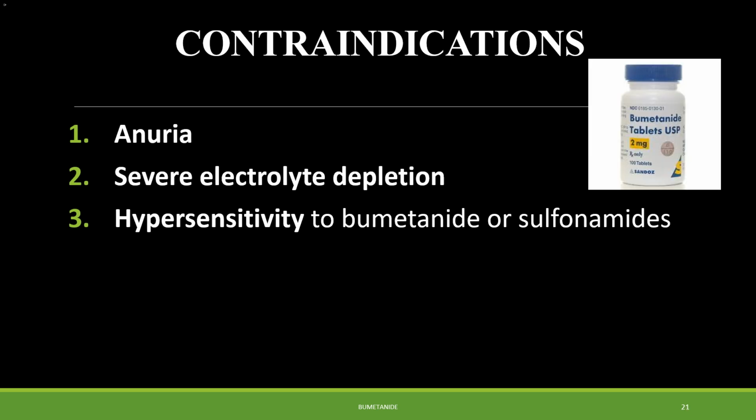Contraindications of bumetanide. 1. Anuria. Bumetanide shouldn't be used if there's no urine output. 2. Severe electrolyte depletion. Bumetanide isn't for patients with severe electrolyte issues. 3. Hypersensitivity to bumetanide or sulfonamides. Bumetanide shouldn't be used in patients allergic to it or sulfa drugs.